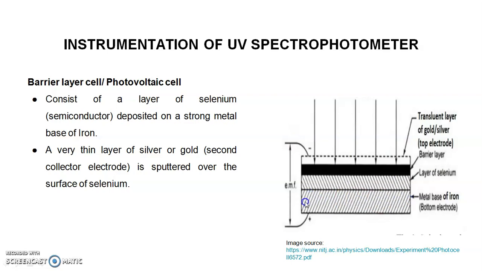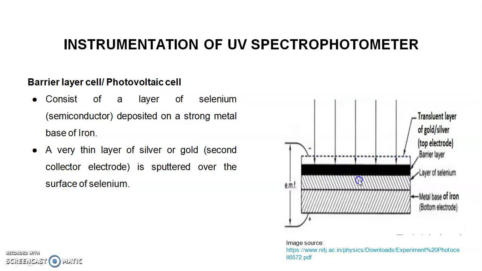Here you can see there is a metal base which is made up of iron, and over that there is a demarcation. I mean to say there is a separation by a non-conducting layer, and over that there is a layer of selenium, which is a semiconductor, and this selenium and this metal base are not electrically in contact. Rather, there is some dielectric material placed between these two, selenium and iron surfaces, and over this selenium is a small barrier over which a thin layer of silver or gold, which we call the second collector electrode, is sputtered over the surface of selenium.